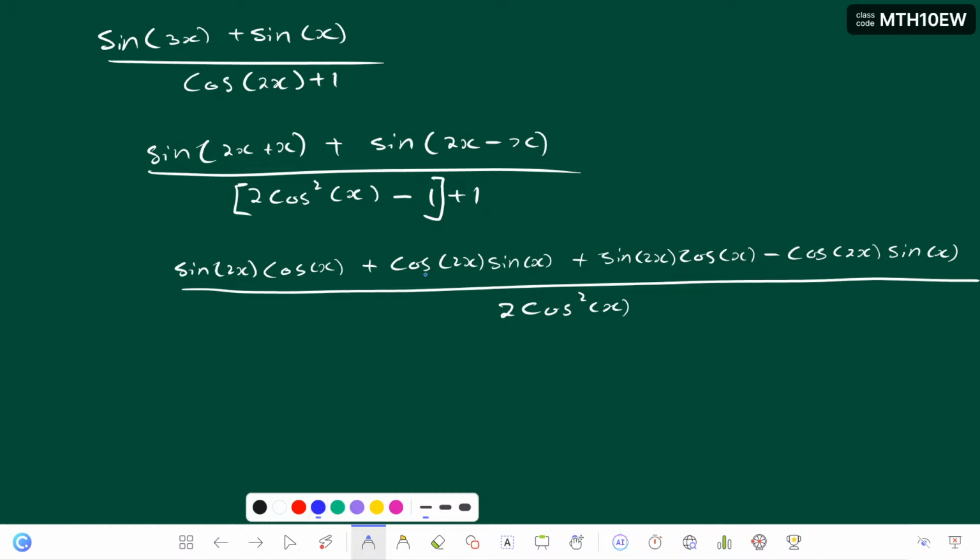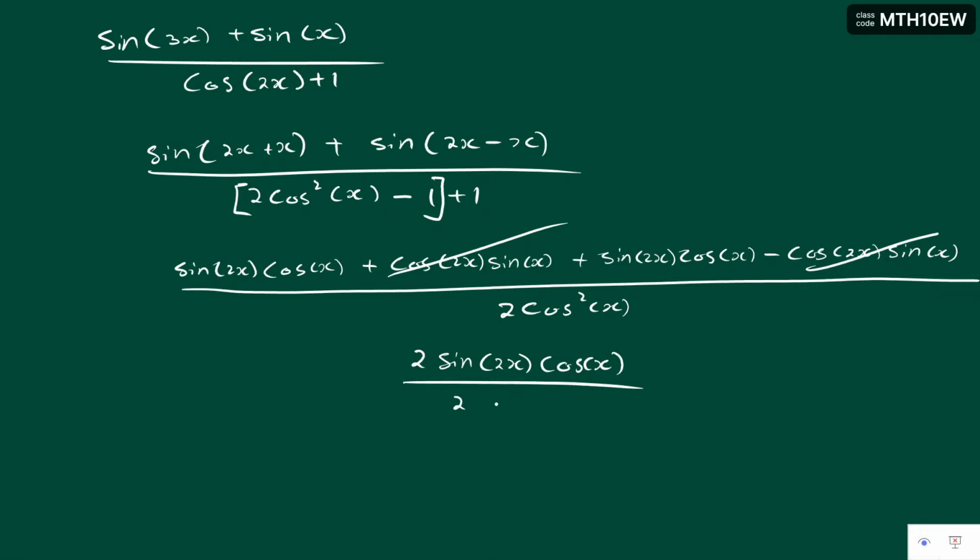So let's check something. This one, cos 2x sine x, cos 2x sine x. This is positive, this is negative, so they cancel each other. So this one, sine 2x cos x plus sine 2x cos x is going to be 2 sine 2x cos x divided by 2 cos squared x.